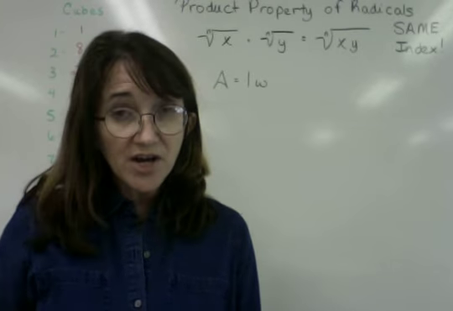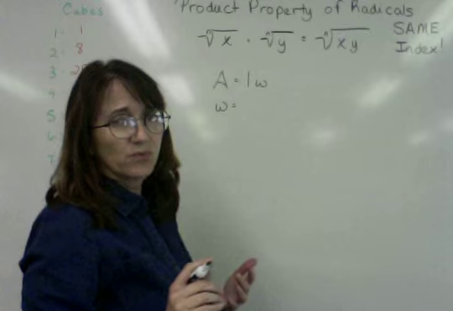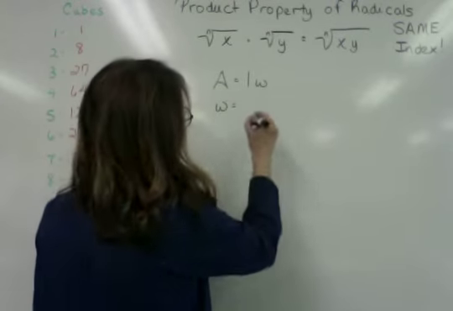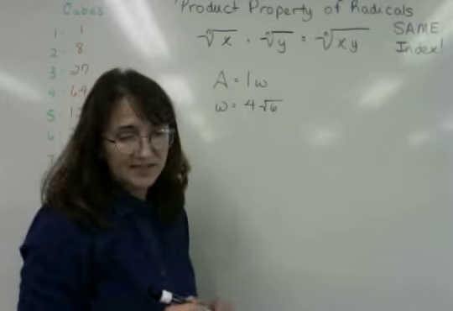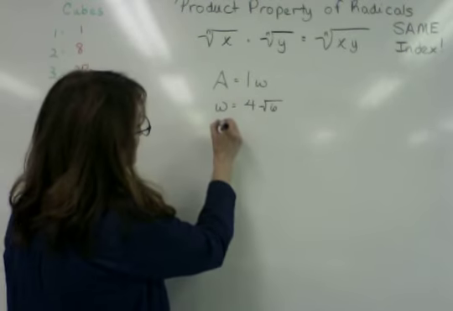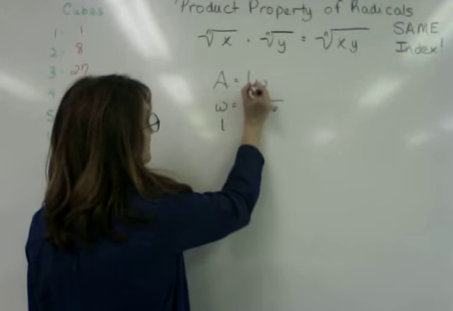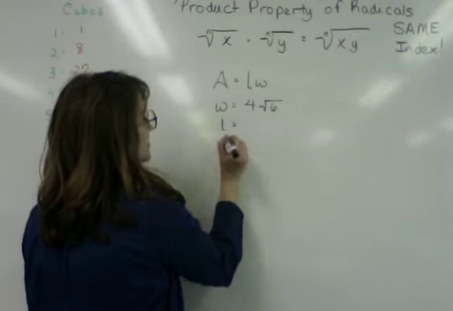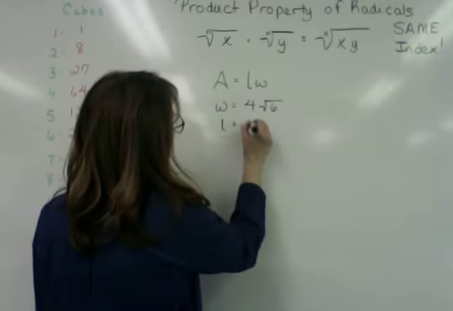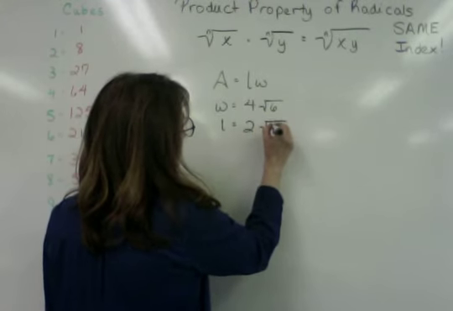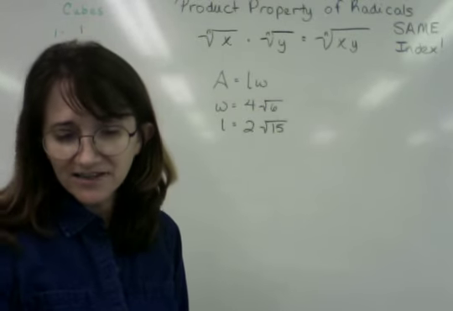So we know that the width of the rectangle has this weird looking radical going on in it, and that's 4 to the radical of 6. The length of the rectangle, hold on, that's an L, not a 1. I'll do it like that. The length of the rectangle is another weird radical expression. And that is 2 to the 15th radical. Yay, right?